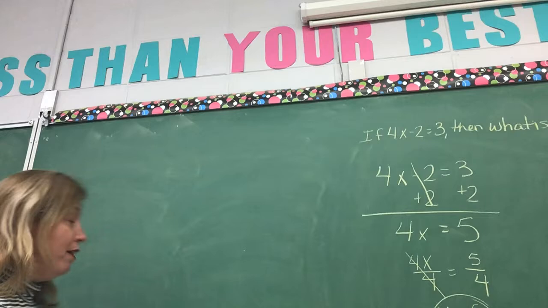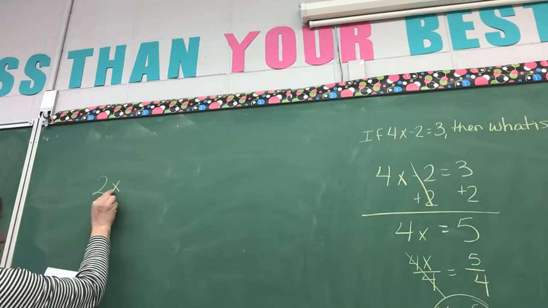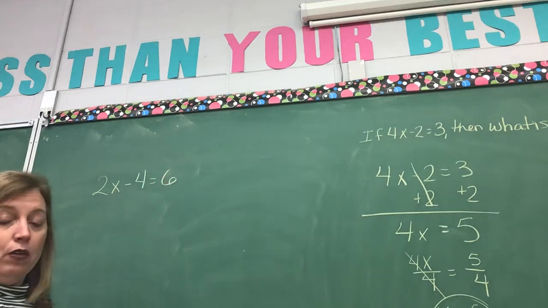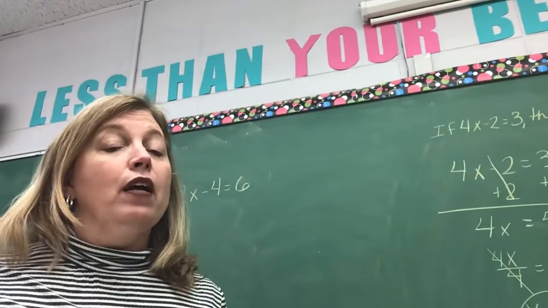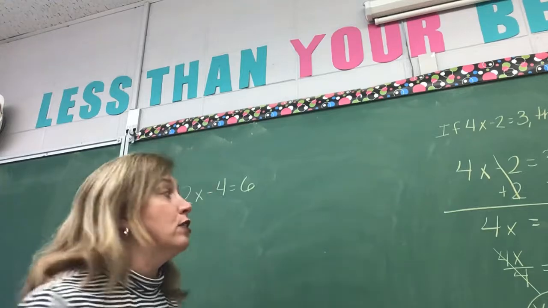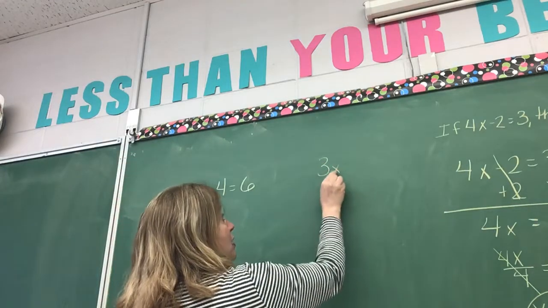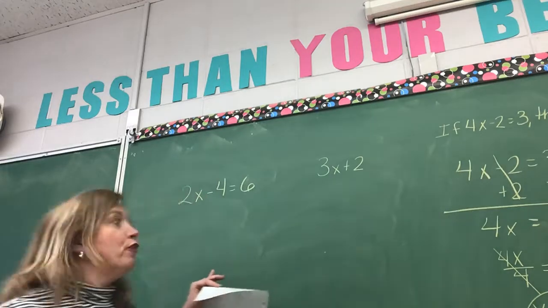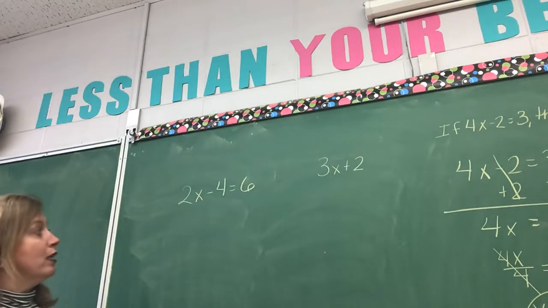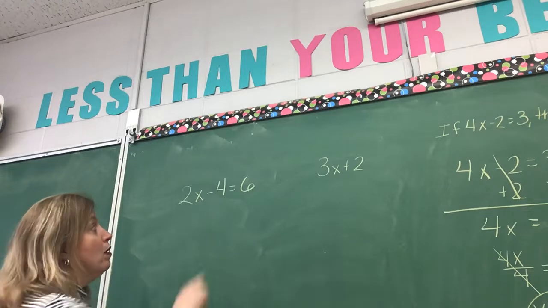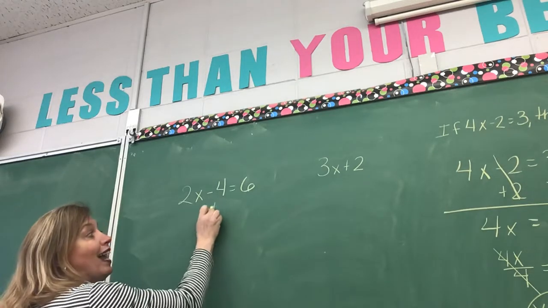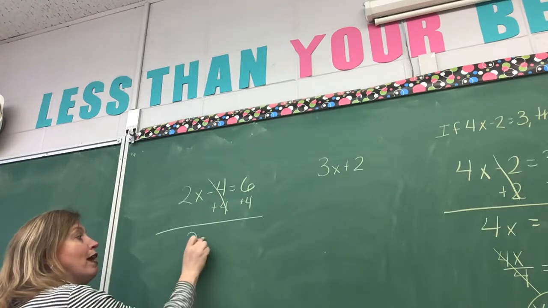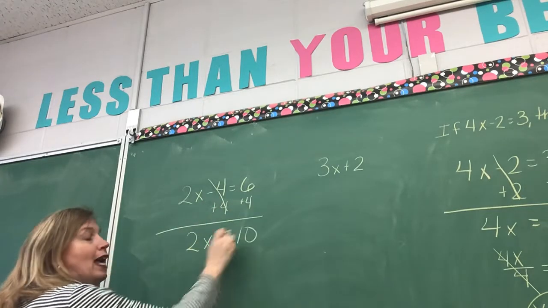We said that if 2x minus 4 equals 6, okay, if that's the equation, and I want to know then what does 3x plus 2 equal, because I don't know, okay? Go to the first one. 2x minus 4 equals 6. Well, it says minus 4, so we're going to add 4. Whatever we do to one side, we have to do to the other. So we have 2x equals 10.